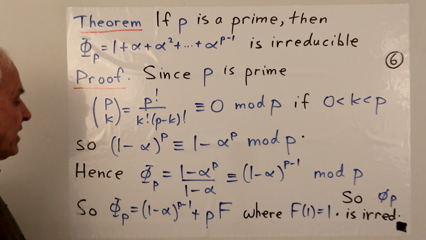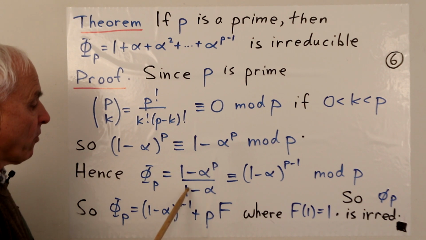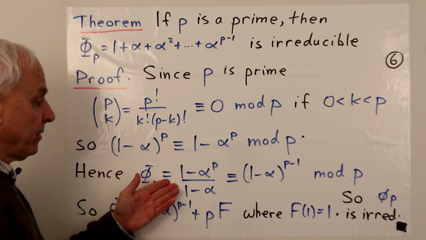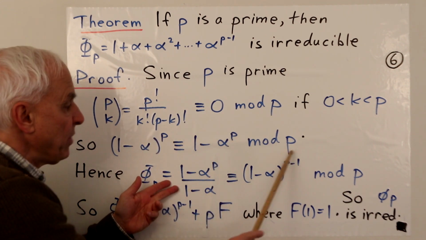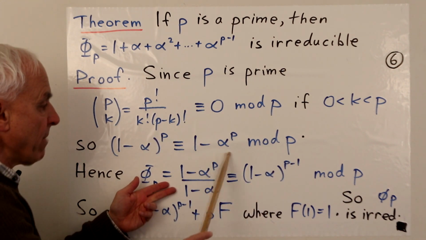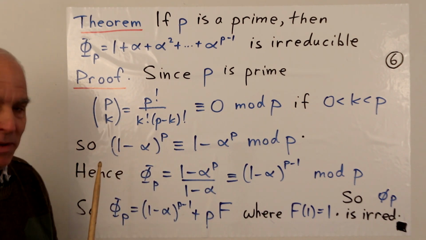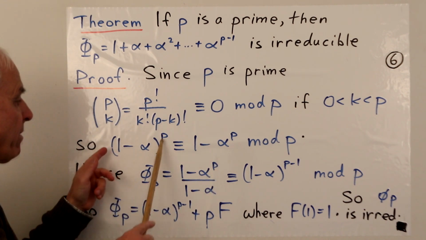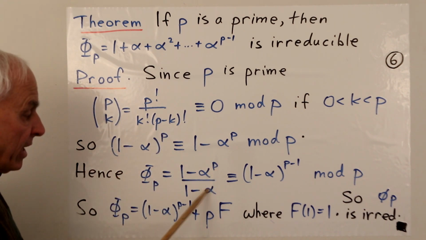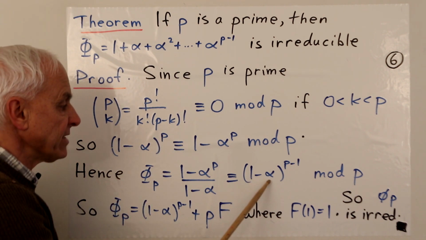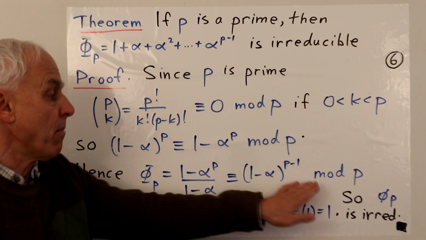Okay, hence, let's look at this cyclotomic polynomial phi sub p. That is 1 minus alpha to the p over 1 minus alpha. That's another form for this geometric series. But mod p, we can exploit the fact that this 1 minus alpha to the p is actually congruent to 1 minus alpha to the p. So imagine replacing this numerator with 1 minus alpha to the p. Then there will be a cancellation with that denominator, and we'll just get 1 minus alpha to the p minus 1 mod p.